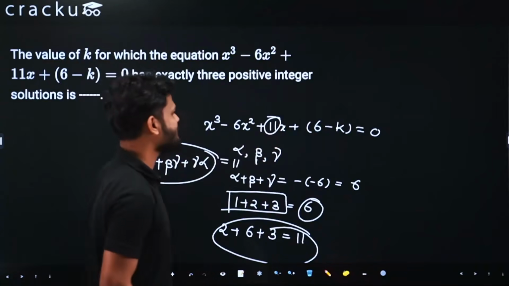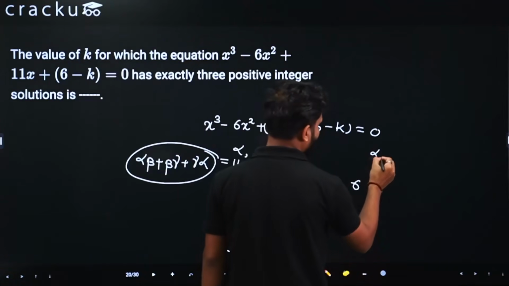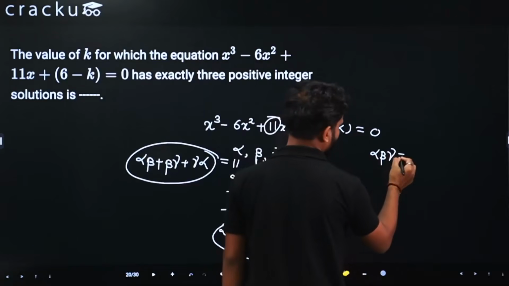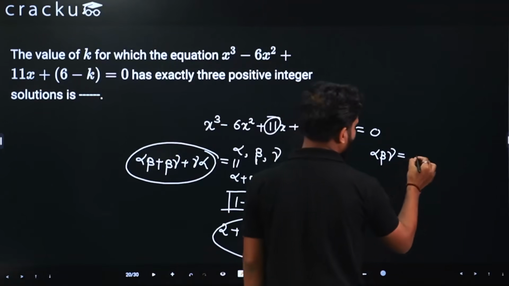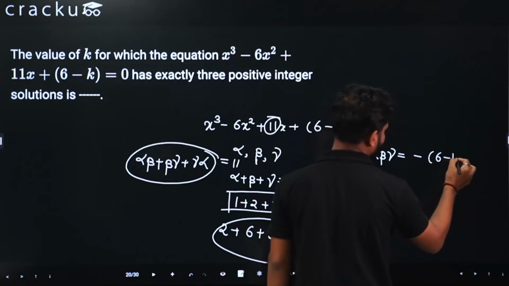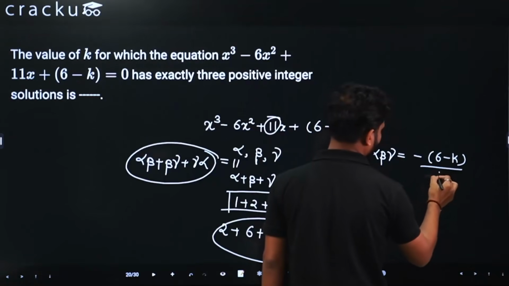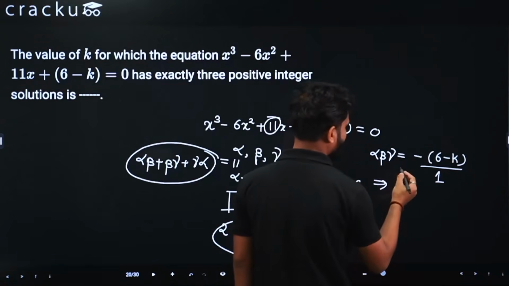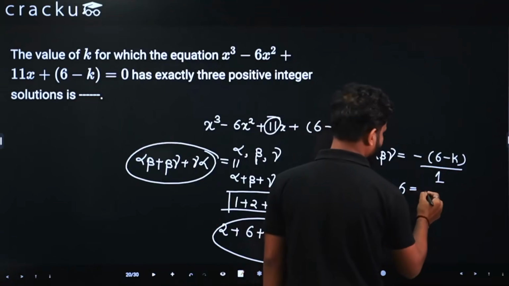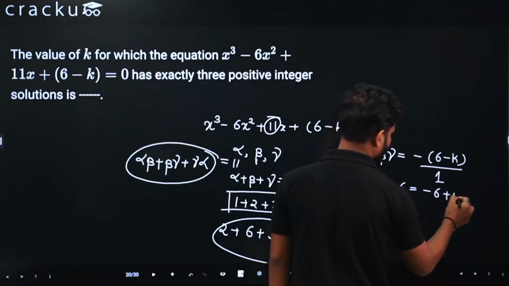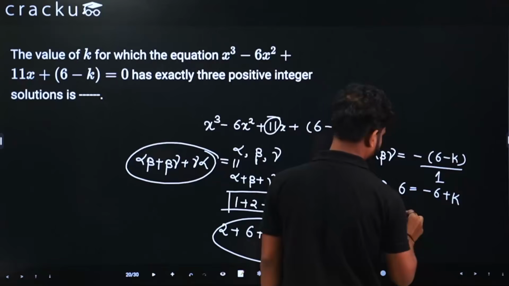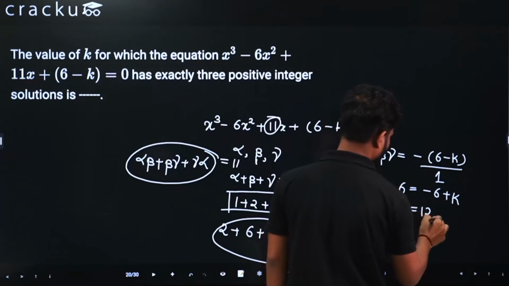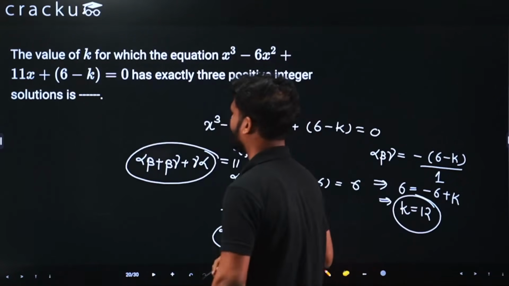Now alpha, beta, gamma is equal to minus of constant term, so minus of 6 minus k upon 1, which is the coefficient of x cube. Alpha, beta, gamma is 1 into 2 into 3, which is 6. So 6 is equal to minus 6 plus k, or k is equal to 12. So the answer to this question will be 12.